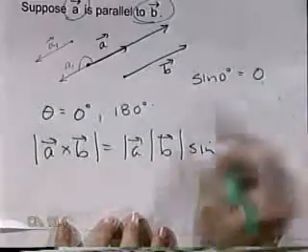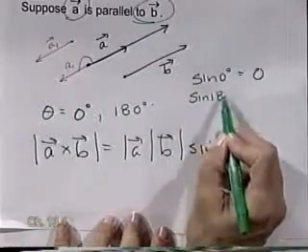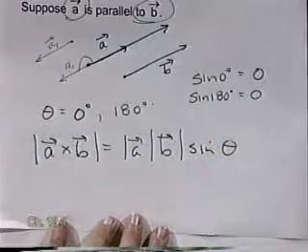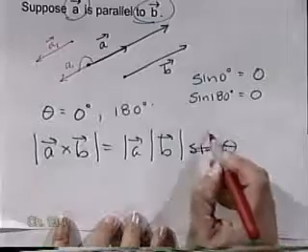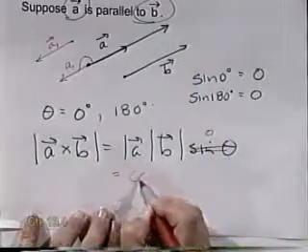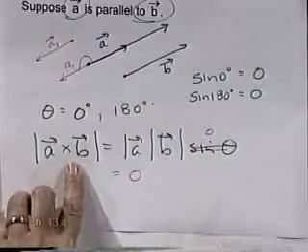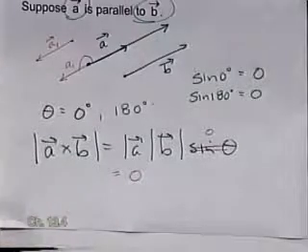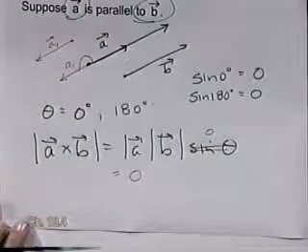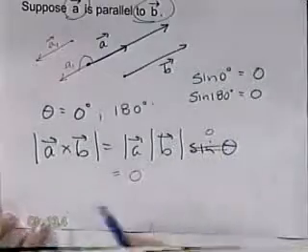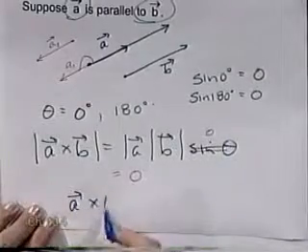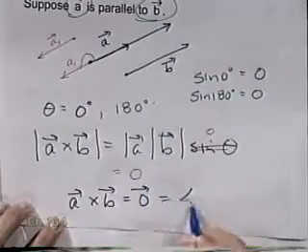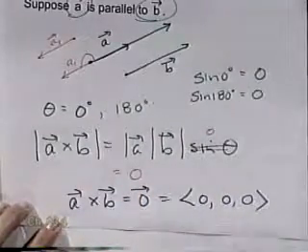What's the sine of 180 degrees? 0. So this number right here is a big old fat 0. And so the magnitude, the length of vector A cross B is going to be 0. Well, what vector has its length equal to 0? The 0 vector. That tells me A cross B has to be the 0 vector. In other words, the vector whose components are 0, 0, 0.